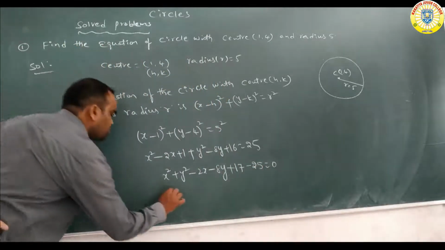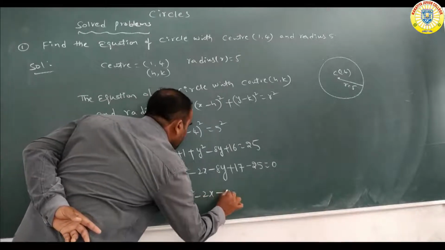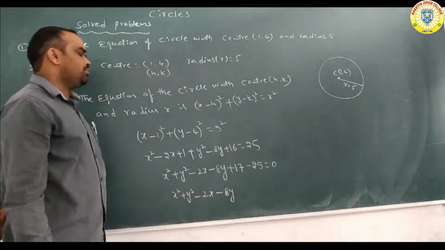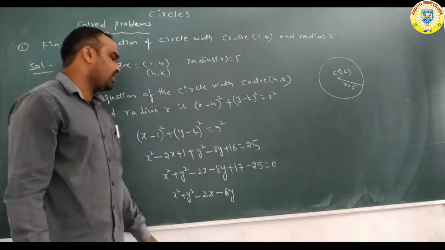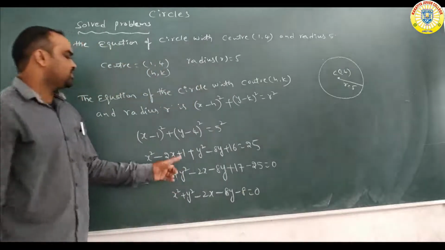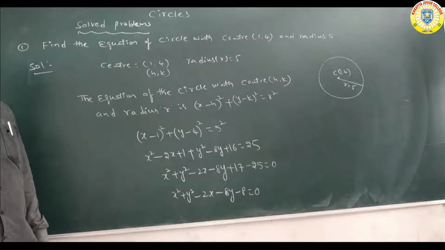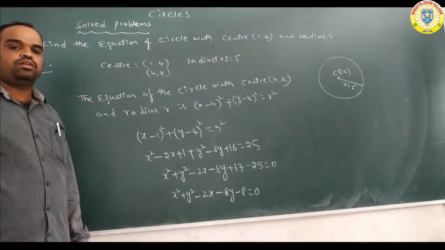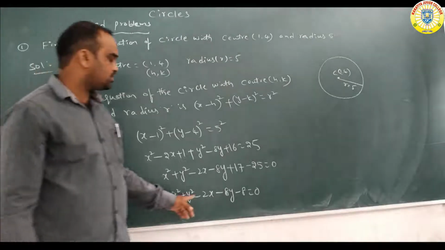This is nothing but x squared plus y squared minus 2x minus 8y plus 17 minus 25 is equal to 0, that is, minus 8 is equal to 0. This is the equation of the circle with center (1, 4) and radius 5 units.